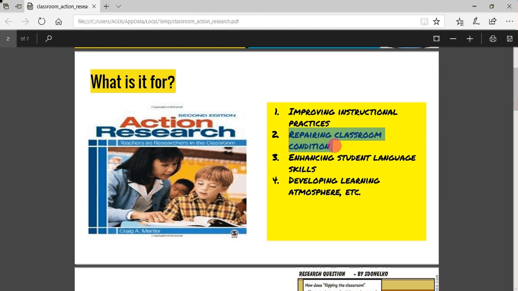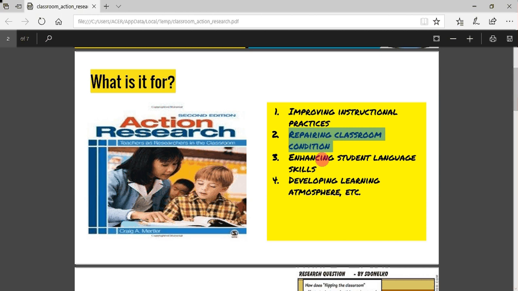So when the teachers are able to search and finally find out how to solve the problem, then she or he thinks about how to do research for overcoming the problem. In this case, the research conducted by the teachers in order to repair the classroom condition for a better condition is well recognized as classroom action research.